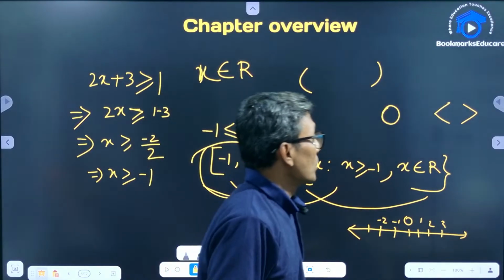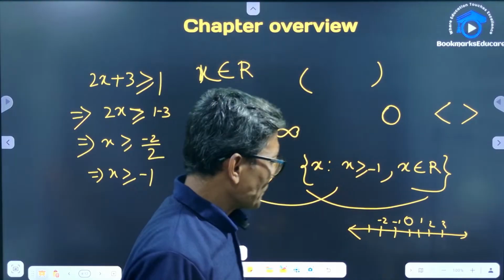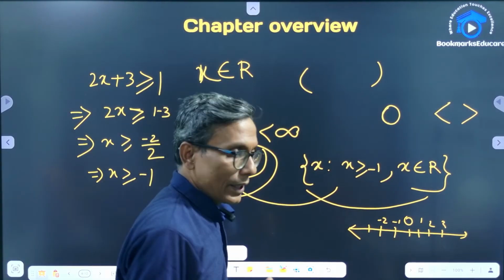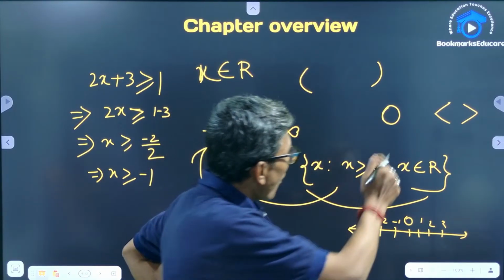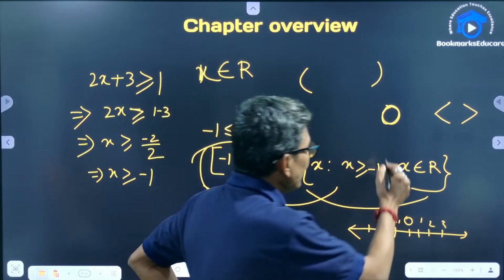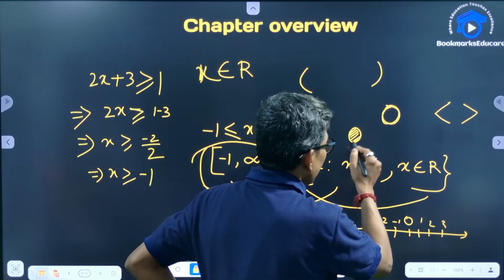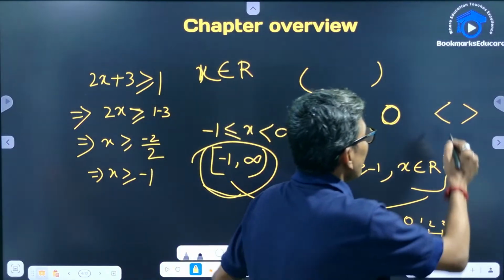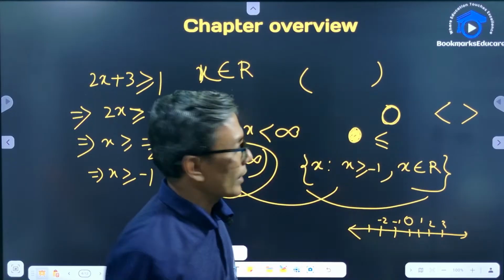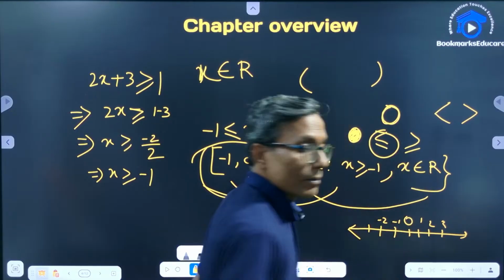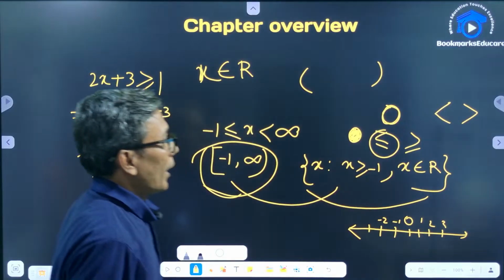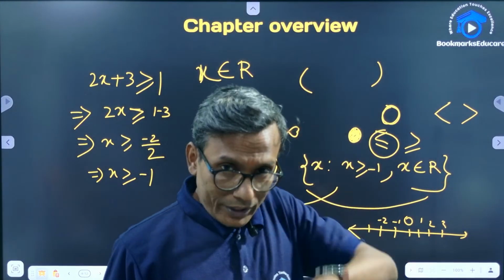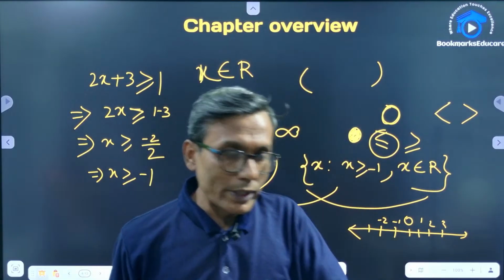Okay, so how is the solution set of an inequation represented? On the number line it is represented by an open circle, and a closed circle means a filled circle. This is known as a closed circle and this is known as an open circle. A closed circle is used for greater than or equal, or less than or equal, meaning the value is included. And an open circle means a hollow circle. This is used for greater than or less than, meaning the value is not included.